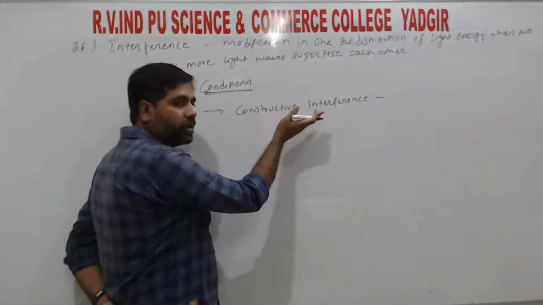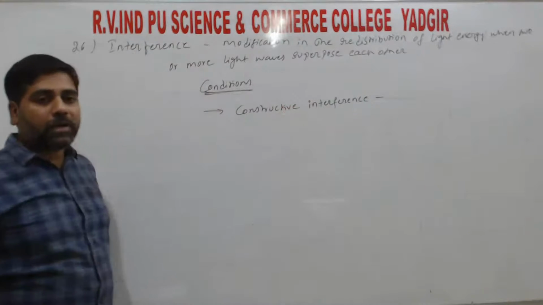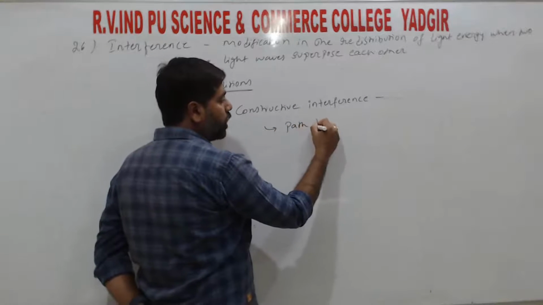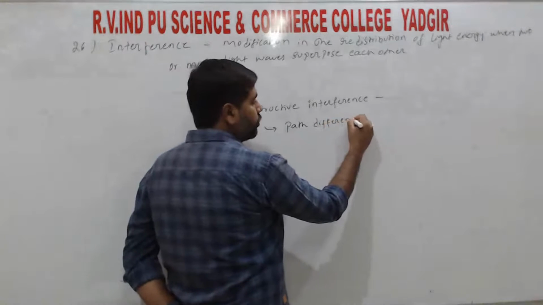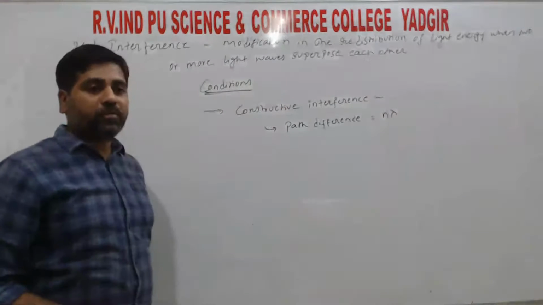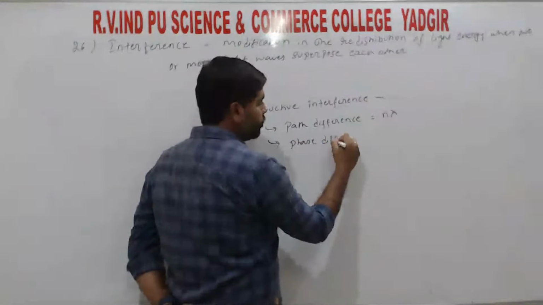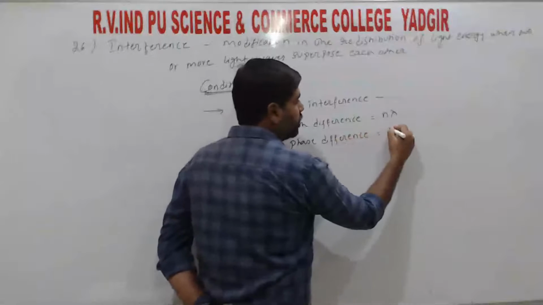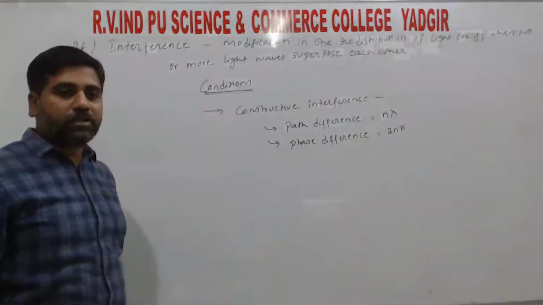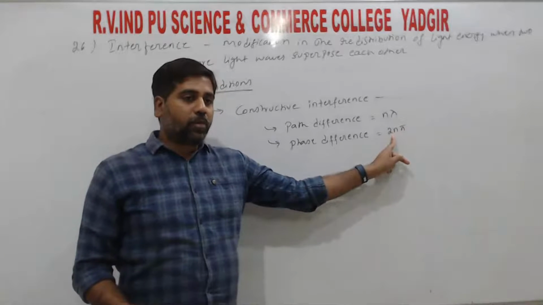Constructive interference we again discuss in two ways: one is in terms of path difference and another is in terms of phase difference. First, in terms of path difference, it is equal to n lambda, right? The same in phase difference is equal to 2n pi, right? So lambda is replaced by 2 pi. In n lambda, you just have to replace lambda with 2 pi, right?